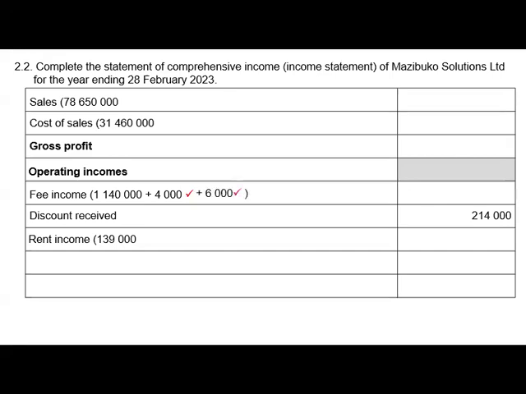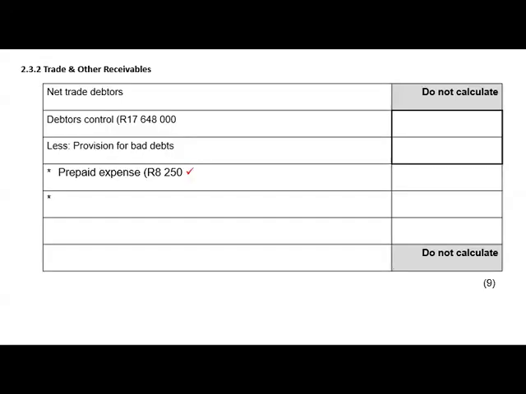But was this 6,000 rand received? It was not received. So what is it? Income we have earned, but it has not yet been received. Where do we record it? What is it? Receivables as well. Accrued income. Thank you. You're going to record it there as accrued income. It'll go to trade and other receivables as accrued income.